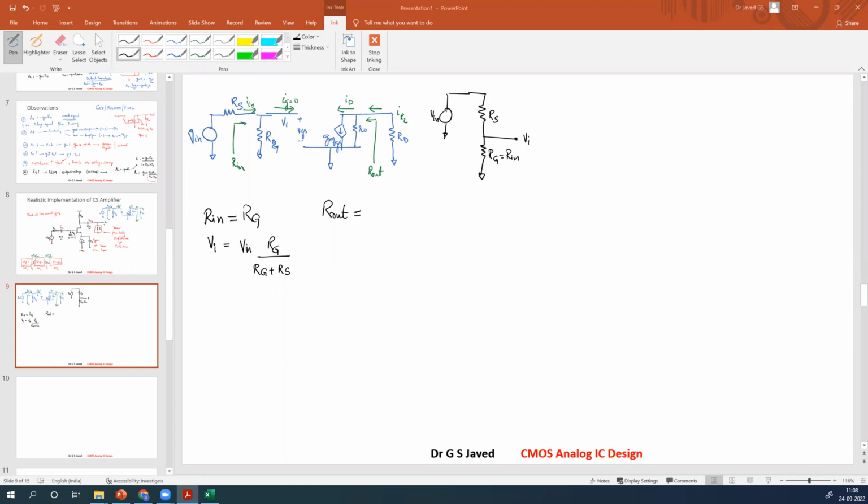Vani, could you help me in this? What is R out? Do we need to consider RD also? Yes, you need to consider RD. RD into ID. RD into ID? No, I'm asking R out. Output, what is the output impedance that I see here?